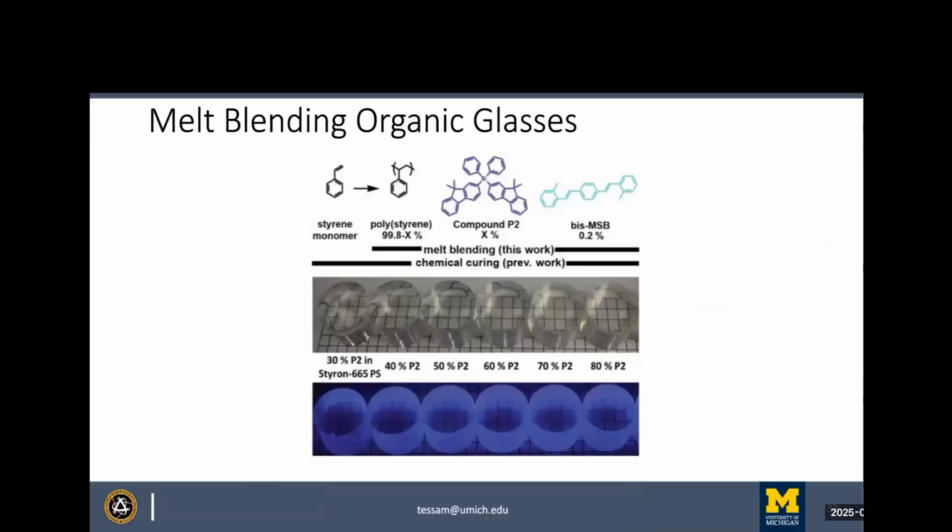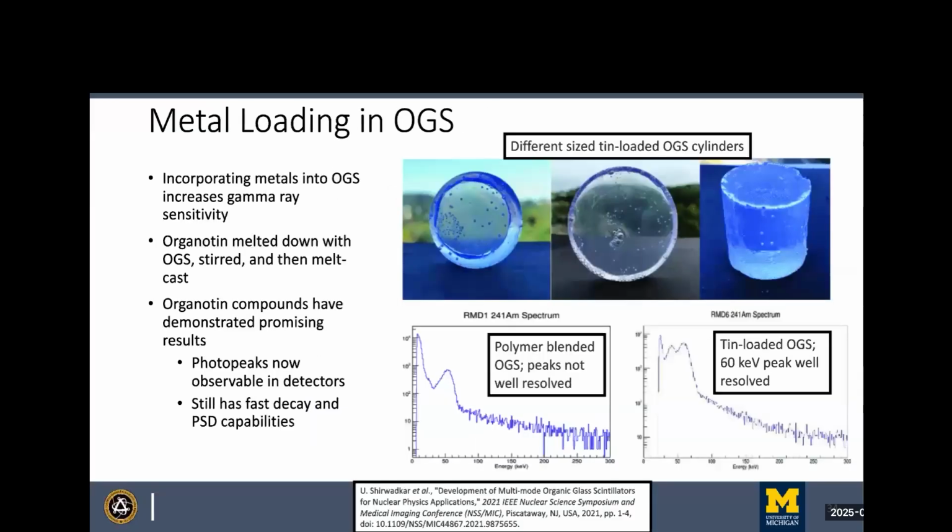Some more illustration of the styrene monomer becoming the polystyrene polymer. That chemical structure is physically mixed with the compound P2 and a bit of bis-MSB. You can see the finished cylinders on the bottom.